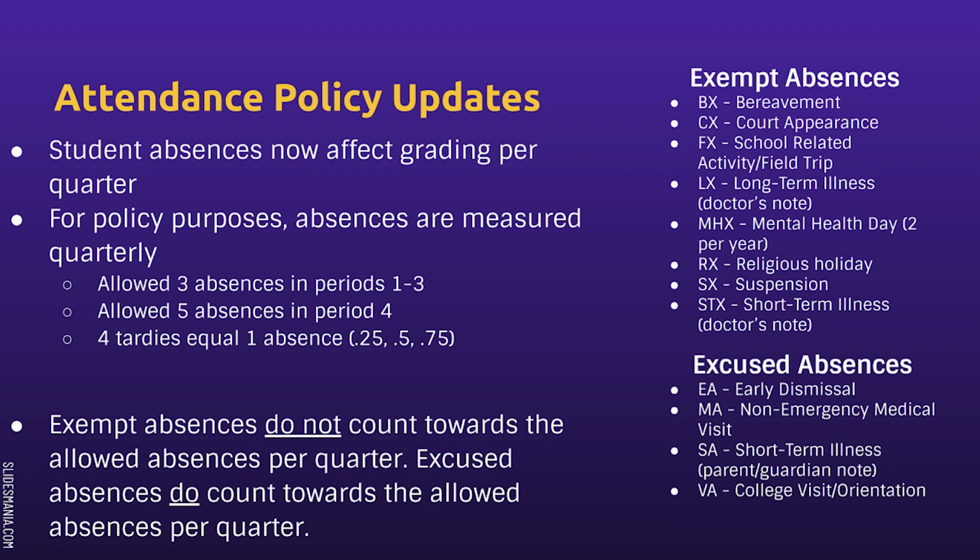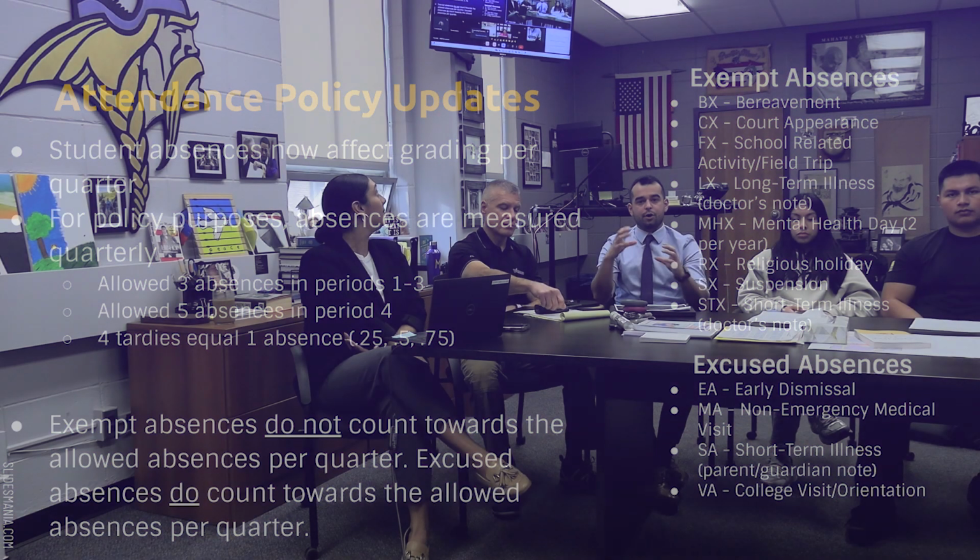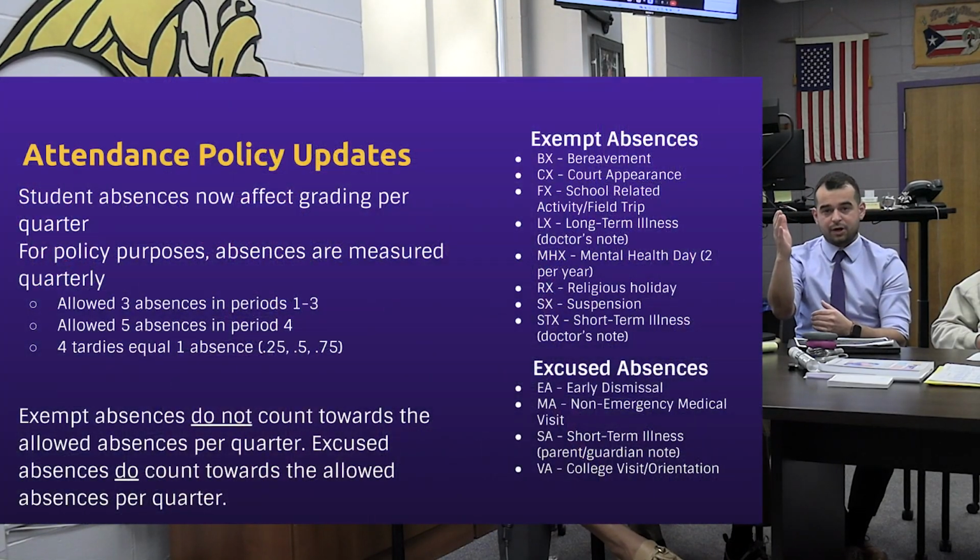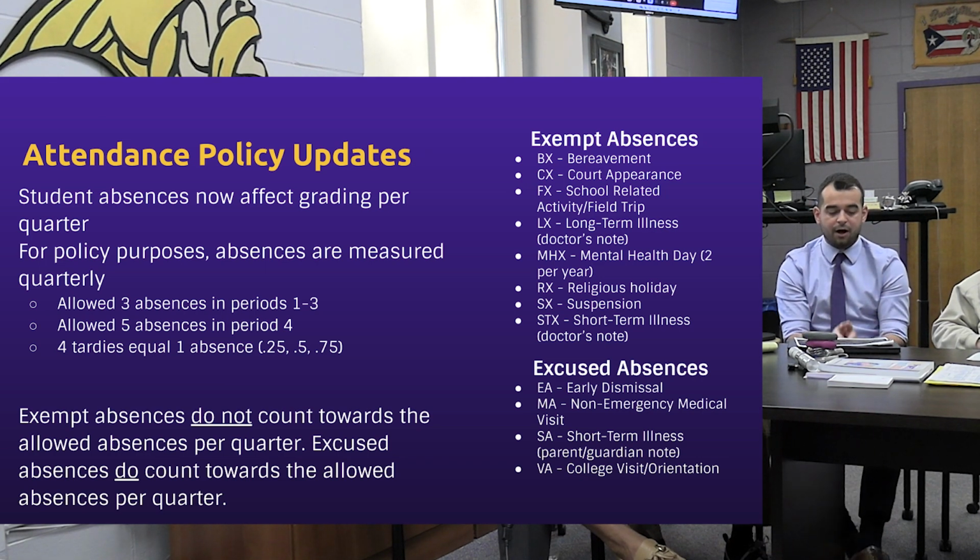So now, I hope you've heard by now that per quarter, attendance is being measured. Periods 1 through 3 that run every other day, you are allowed 3 unexcused absences. The moment you go over 3, you potentially will have this AGR inputted. Period 4, it runs every day. The district is allowing 5 absences. Once you go over 5 unexcused or unexempt, then you will have your AGR inputted there as well.